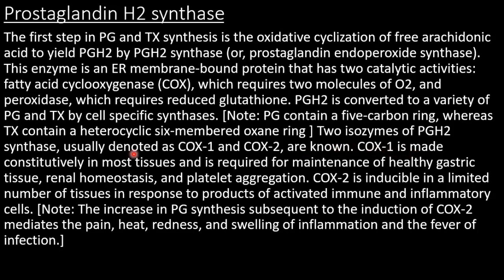Now, cyclooxygenase 1 is a constitutive enzyme. It's found in most tissues and is required for the maintenance of healthy gastric tissue, renal homeostasis, and platelet aggregation, whereas COX-2 is inducible. It is usually induced by cytokines, endotoxins, growth factors, and also tumor products. Okay. In a limited number of tissues, it is exposed to products of activated immune and inflammatory cells. Those products I've told you.